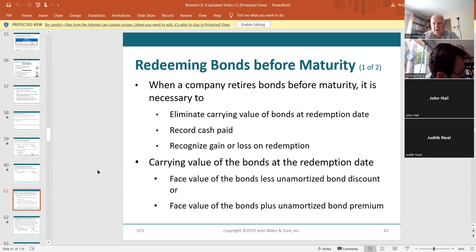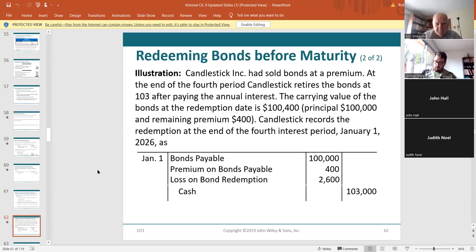I'm making this much too complicated by reading from this. Let me try to simplify this as well. When we redeem a bond, the face value of the bond, by definition, is going to be somewhere between $100,000 and the amount of cash you received originally. The number in between, that's called the carrying value or face value, which goes up or down depending on discount or premium. So let's take a peek here.